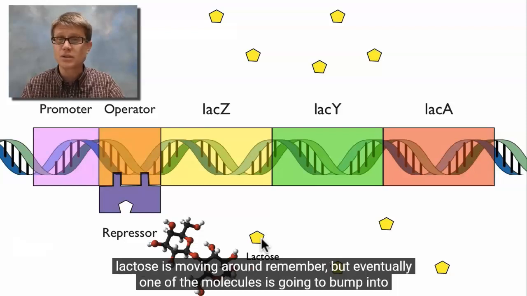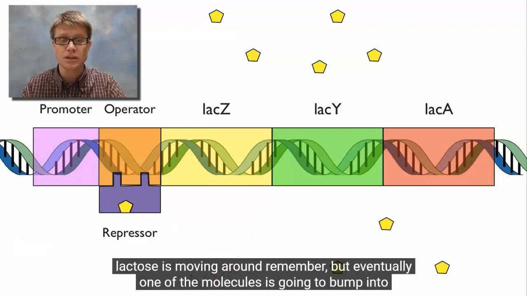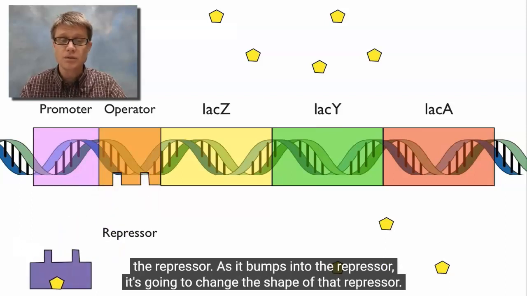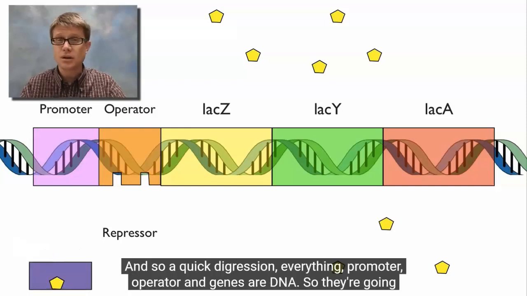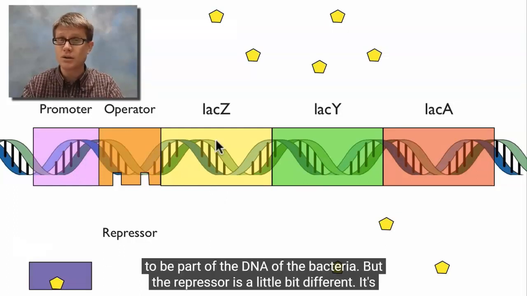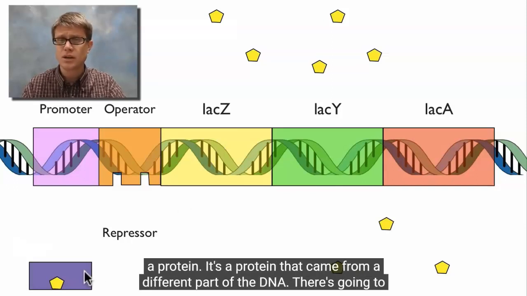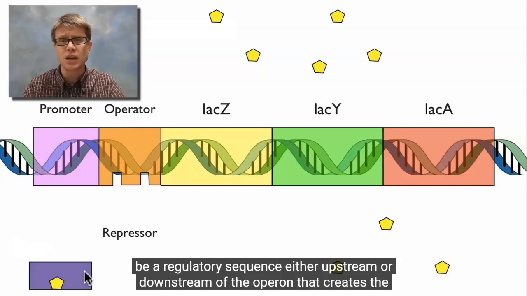And so all of this lactose is moving around, remember, but eventually one of the molecules is going to bump into the repressor. As it bumps into the repressor, it's going to change the shape of that repressor. And so a quick digression, the promoter, operator, and genes are all DNA. So they're going to be part of the DNA of the bacteria. But the repressor is a little bit different. It's a protein. It's a protein that came from a different part of the DNA. There's going to be a regulatory sequence, either upstream or downstream of the operon, that creates the repressor.